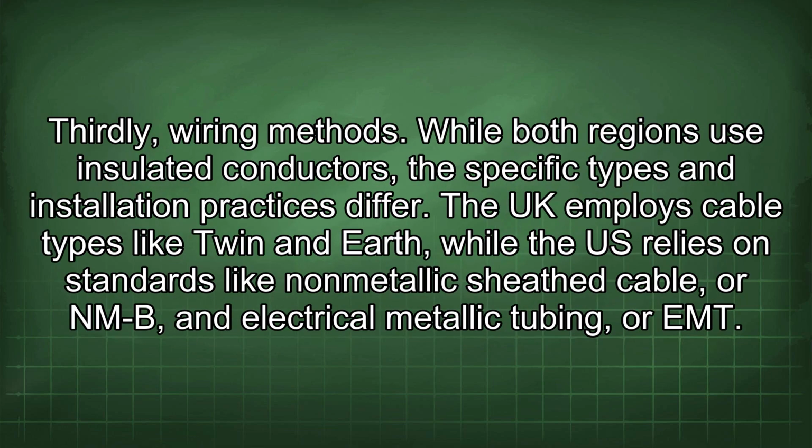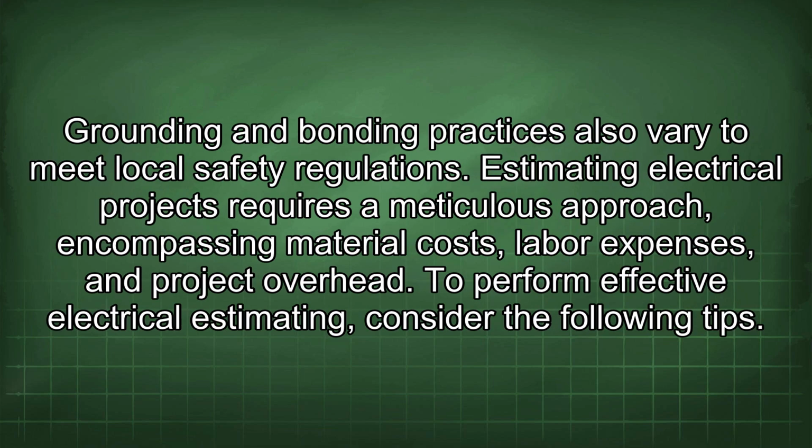Thirdly, wiring methods. While both regions use insulated conductors, the specific types and installation practices differ. The UK employs cable types like twin and earth, while the US relies on standards like non-metallic sheathed cable, or NM-B, and electrical metallic tubing, or EMT. Bonding practices also vary to meet local safety regulations.